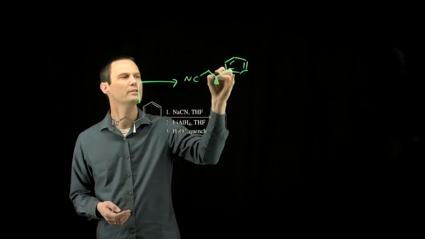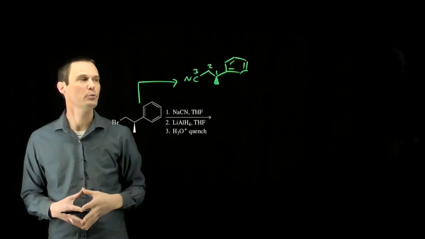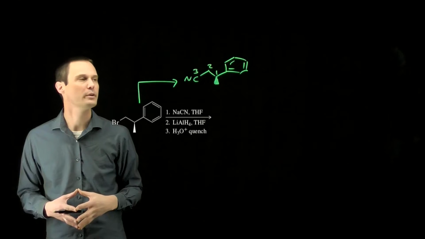Now, this is important. That takes this 2-carbon chain and adds a carbon, turning it into a 3-carbon chain. That's going to be very important when we draw the product of this reaction sequence.